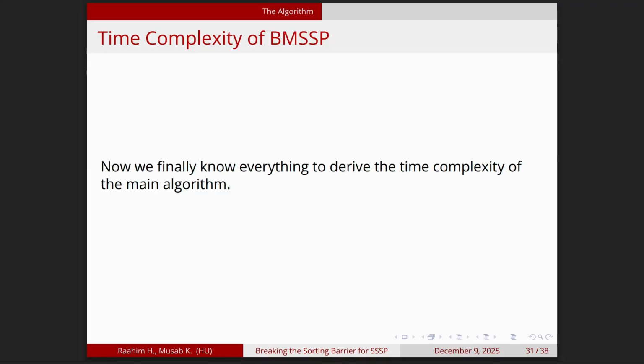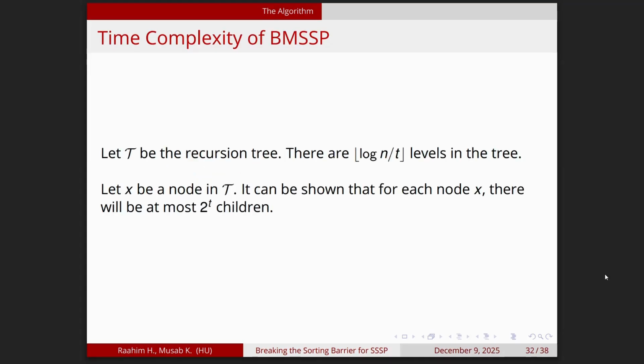All right. We know the time complexity of the data structure now. So now we are finally able to derive the time complexity of the algorithm itself. Let tau be the recursion tree created by this recursive algorithm. There are log n over t levels in the tree as discussed before. Let x be a recursive call in this tree.